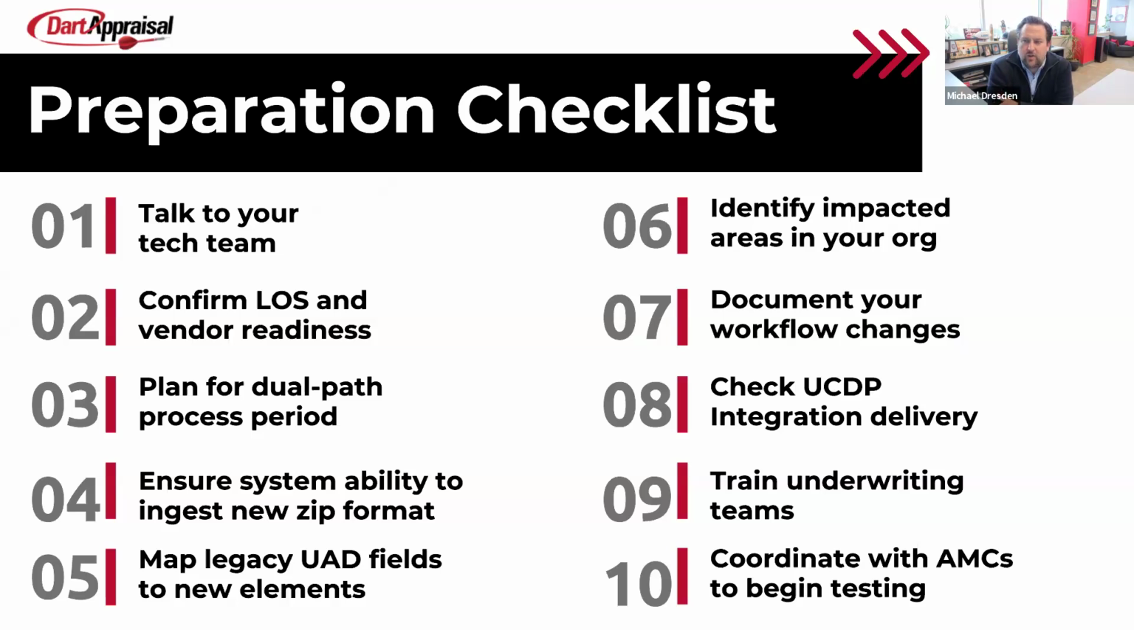Check UCDP and the integration delivery. Make sure that's working, and test the delivery and submission to the investor. Train the underwriting teams, retrain the underwriting teams and get ready for that. And then coordinate with your AMCs to begin testing. And the sooner you can do that, the better.